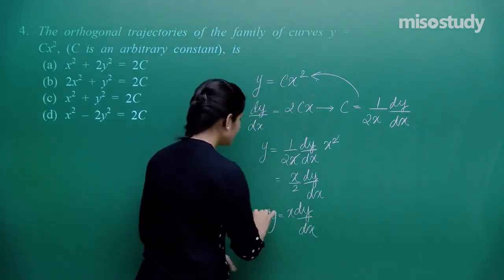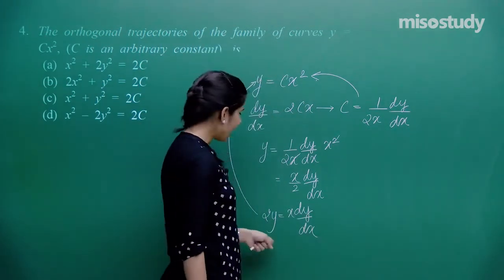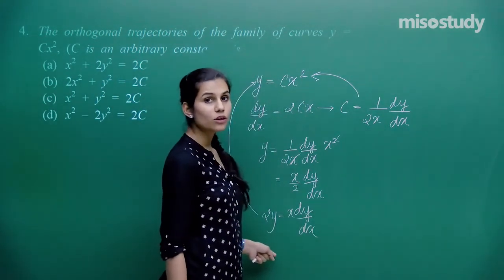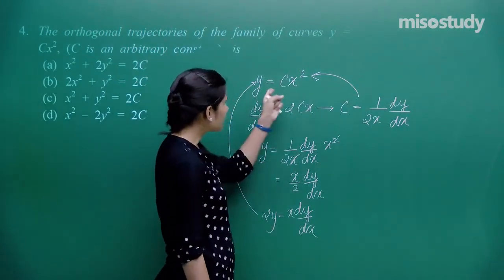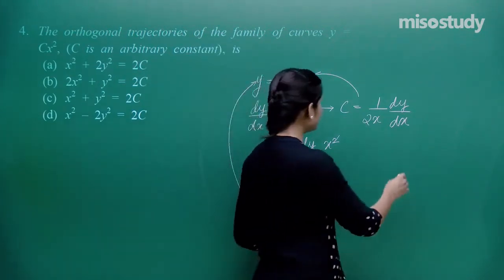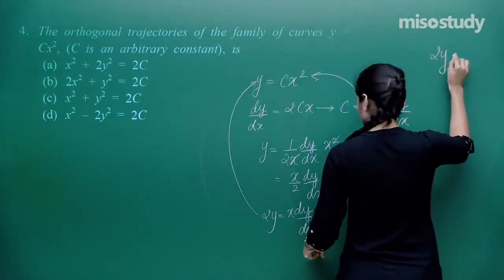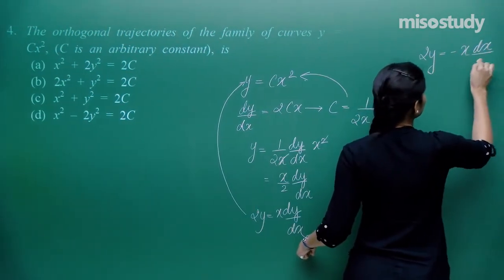Now this is the differential equation which is representing this family of curves. I don't want the differential equation, I want the orthogonal trajectory. So the algorithm says that once you have the differential equation representing the family of curves, replace dy by dx by minus dx by dy. So you are going to get minus dx by dy.